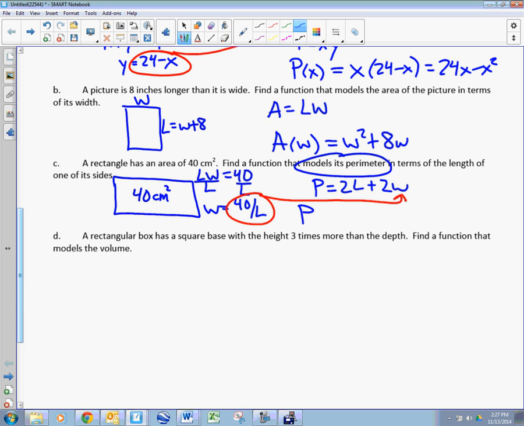So that means perimeter in terms of what's my variable now? L is equal to 2L plus, not 80L, but 80 over L.